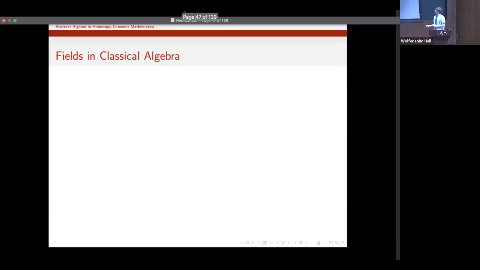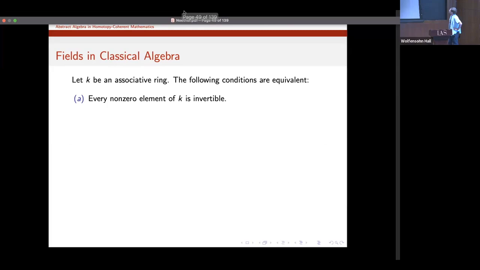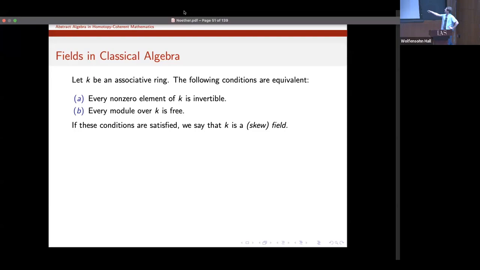So I would like to now talk about the simplest kind of associative ring spectrum. Let's go back to the world of ordinary algebra and talk about the simplest kinds of rings. Arguably, the simplest kind of rings are fields. So let's say K is an associative ring. The following conditions are equivalent. You could demand that every non-zero element is invertible, or you could demand that every module over K is a free module. And if these conditions are satisfied, we say that K is a field. Here, I'm not going to require that K is commutative. So in this lecture, field really means skew field or division algebra.